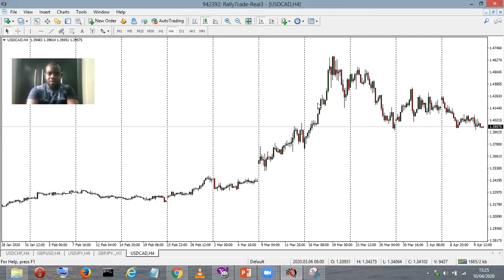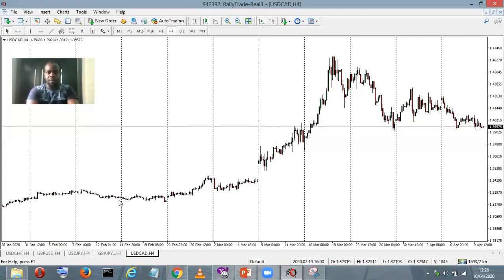Practically, these fluctuations in price, this is what you are trading. So you can see this is coming down. A market that is coming down is what? Is a bearish market. So now, what does this mean? As it's coming down, what does it mean? It means that the value of the US dollar against the Canadian dollar is coming down. In other words, the Canadian dollar is doing better than the US dollar.